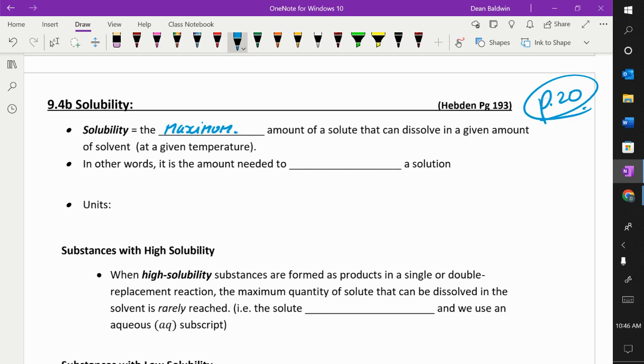So it's the amount needed to saturate a solution. It's given in moles per liter. But I've also seen it in grams per liter, grams per 100 mL. Like it's all different things. We're going to tend to stick to moles per liter, because moles we can measure.